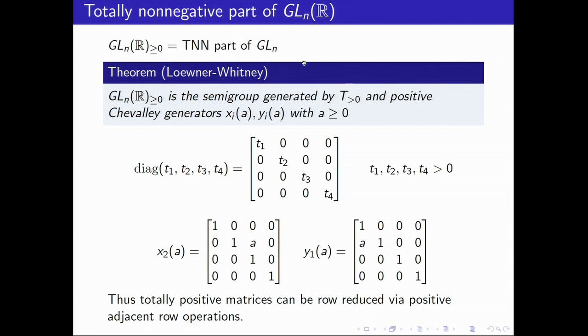One way you might think about it is that with totally positive matrices, you can row reduce your matrix just using these adjacent row reduction operations. So you don't need to jump over rows. You always add the ith row to the i plus first or the other way around, but you don't have to go from i to i plus two.